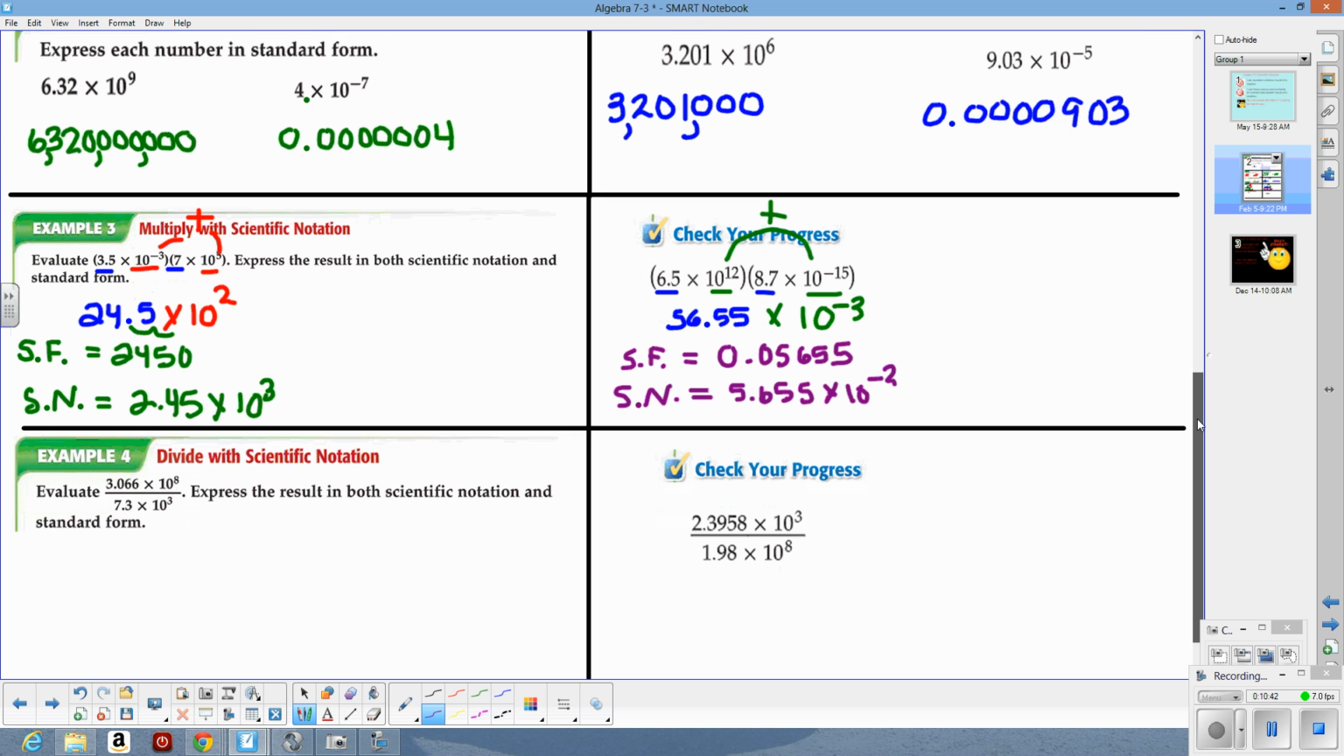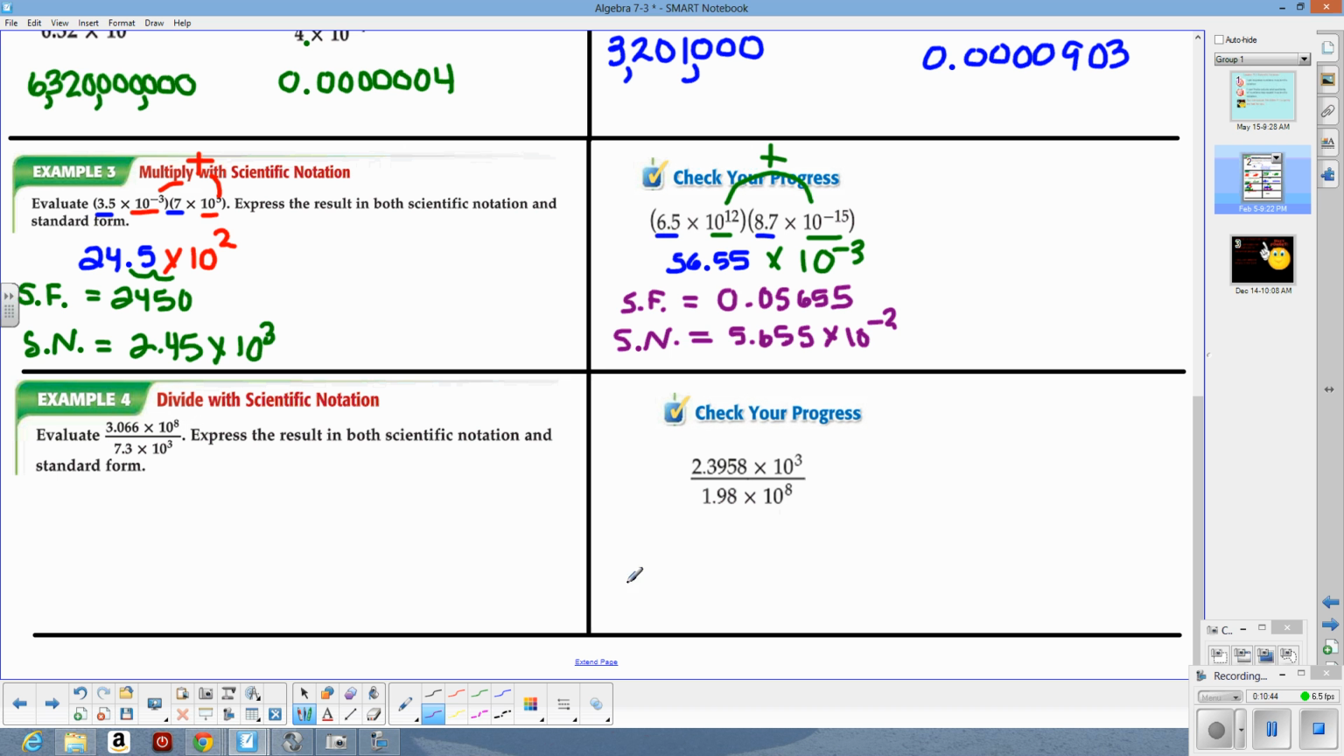Now the last thing we're going to do is we're going to divide with scientific notation. Same idea. We're going to look at this as being 2 separate pieces. This right here times this right here. So if we start out and do this division, 3.066 divided by 7.3, that's going to equal 0.42.